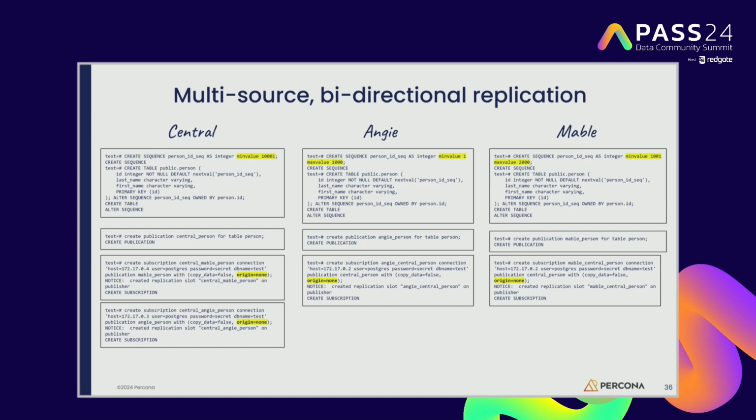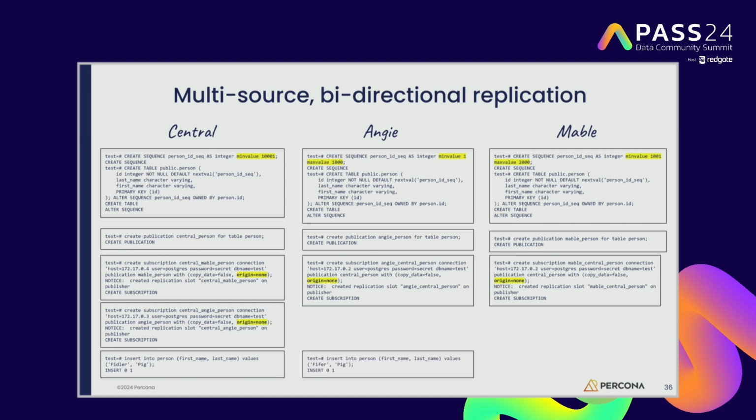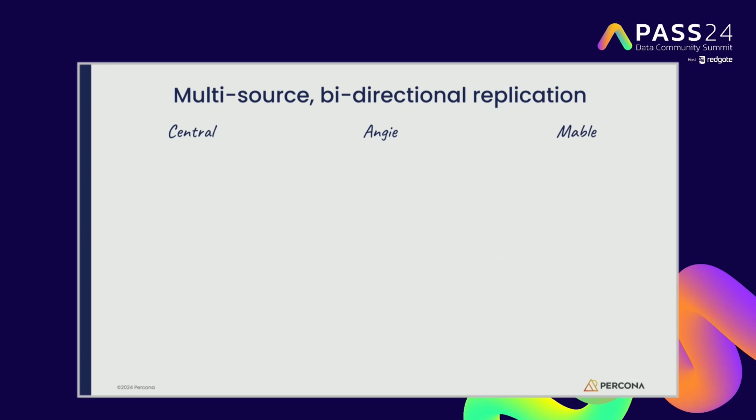Okay, and now I will use the 3 little pigs as an example here. So the first pig, the fiddler pig, is registered on Central, and the second pig is the fifer pig. It is registered on Angie, and the third one is the practical pig on Mabel. Okay, so back to this. Now we are going to look at pg_waldump. Pg_waldump is a tool that is part of Postgres that allows us to have a look at what's going on inside the WAL records, right?